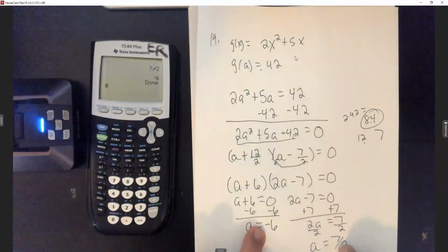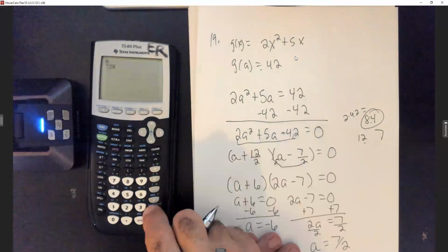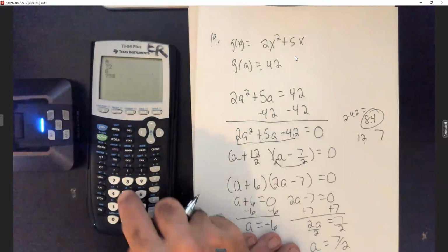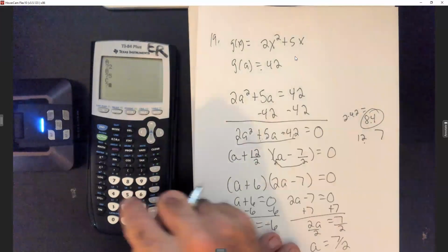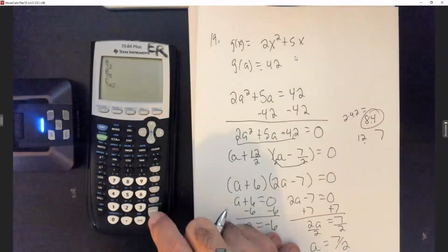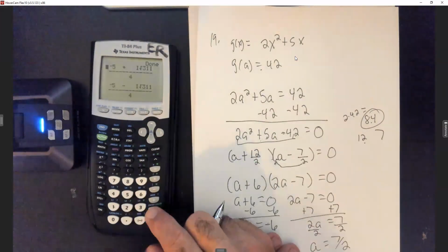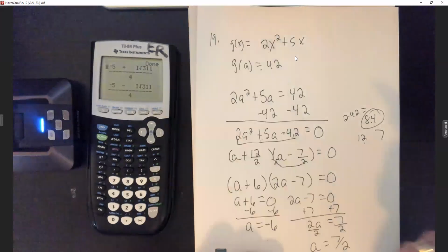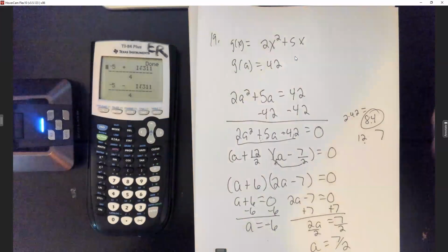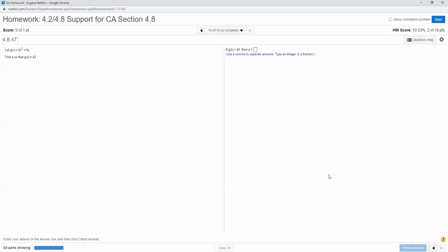Watch what would have happened if you did 2, 5, and say you didn't bring the 42 over and you left it positive. Well, y'all, these are imaginary numbers, i's in them. We ain't even messed with no imaginary numbers on these yet. So just remember, when you put that in, you got to have everything set to 0 for these to work.